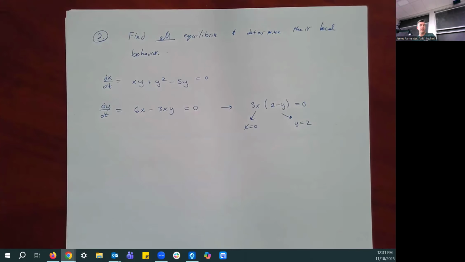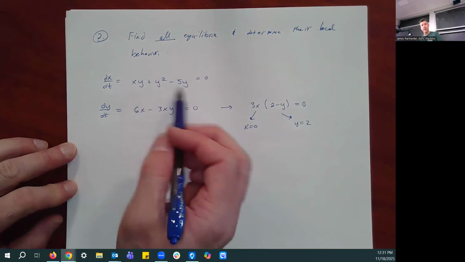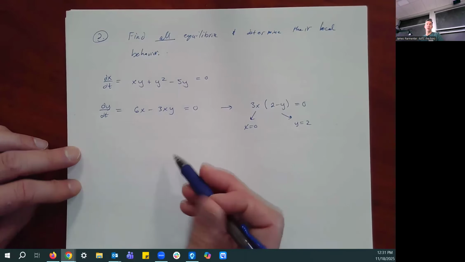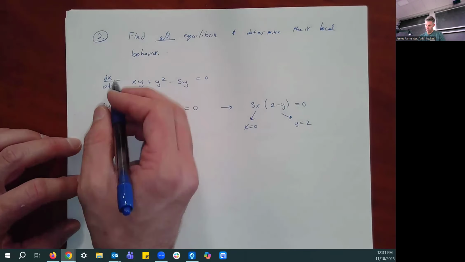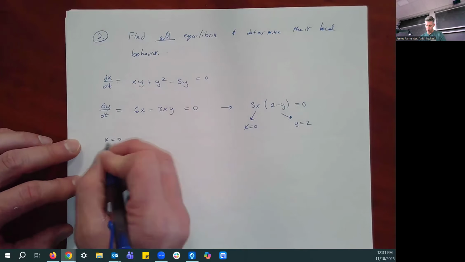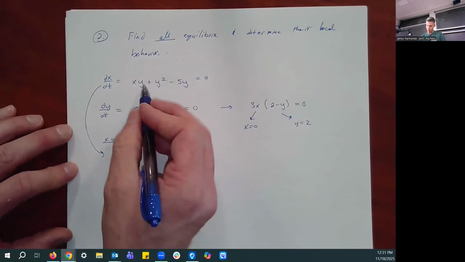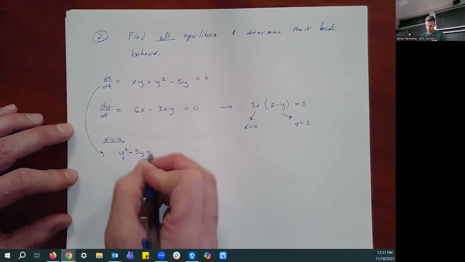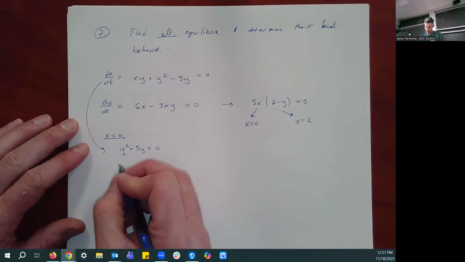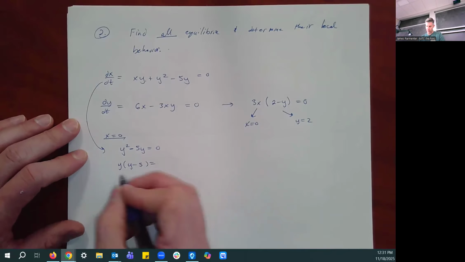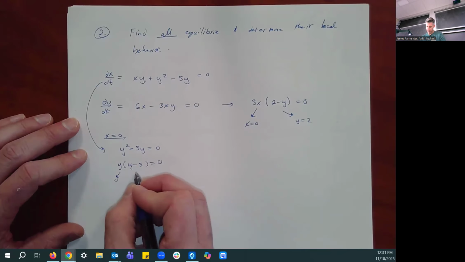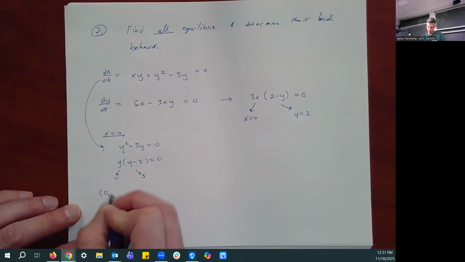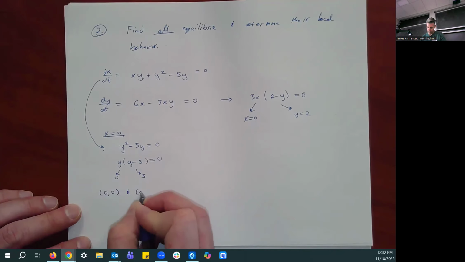So I'm either getting x equal to 0 as half of an equilibrium or y equal to 2 as half of a different equilibrium. Then I'm going to look at my other differential equation and plug in either 0 for x or 2 for y to see what the corresponding coordinates are. If I plug in x equal to 0, I'm going to get y squared minus 5y equals 0. Factoring out a y, I get either y equal to 0 or y equal to 5. So my two equilibria from this part are (0, 0) and (0, 5).